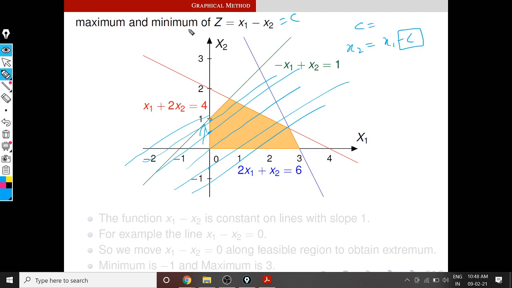So what is the value of the objective function? The value of the objective function is c. And what is c? c is minus of minus c. That's why I am saying this c is the negative of the y-intercept. And what about the y-intercept? If you move the straight lines in this direction, the y-intercept is increased. If you move in this direction, the y-intercept of this straight line is here, and the y-intercept of this one is here. So if you move the straight line in this direction, the y-intercept is decreasing.